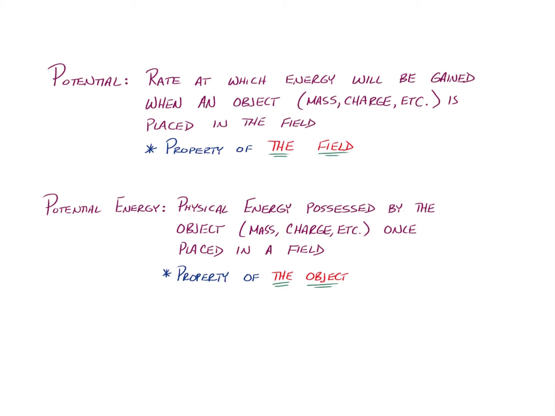The potential energy itself is the physical energy that's possessed by the mass, the charge, whatever we're talking about, once it's placed in the field. So that is a property of the object itself. It seems like a small distinction, very important to understand. One of them is a property of the field, the other is the property of the object, be it the mass, the charge, whatever we're placing in this field.